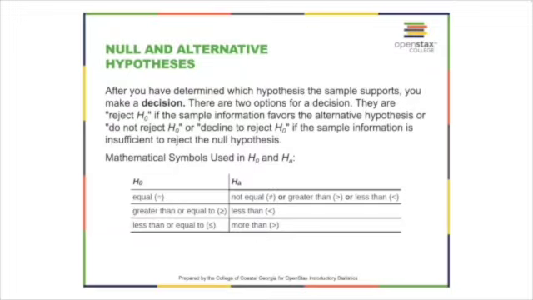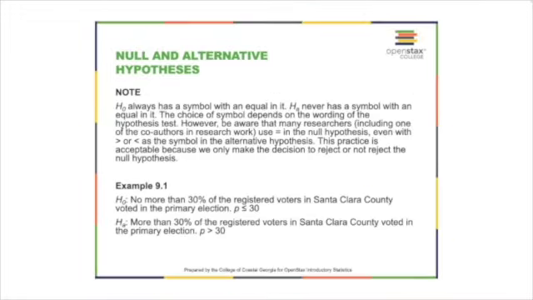Super important that you note, the null hypothesis always has an equal to, whether it's equals, greater than or equal to, less than or equal to. The alternative hypothesis will never have equals. It'll always be not equal, greater than, or less than. So that is this note here.